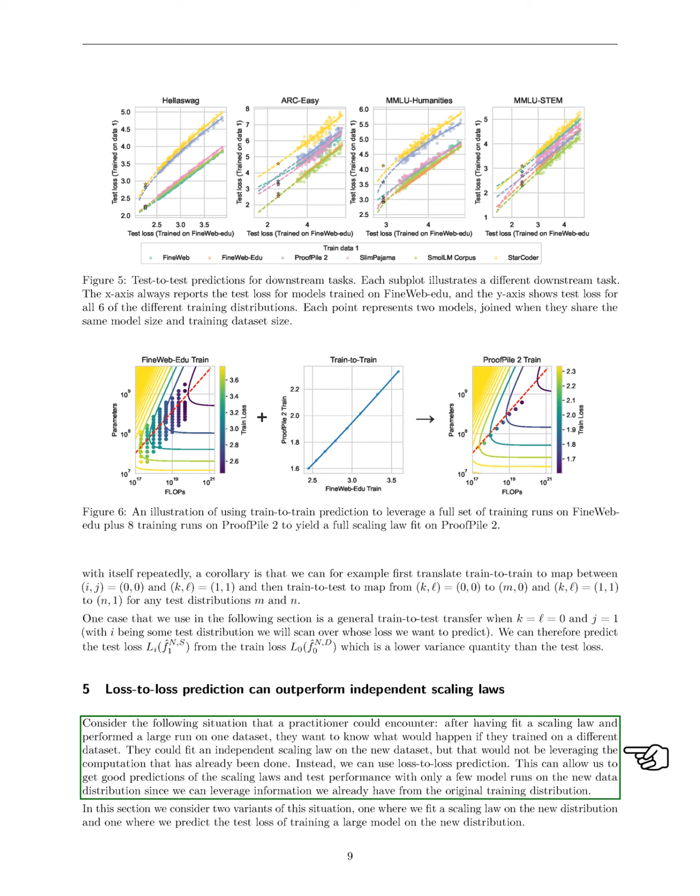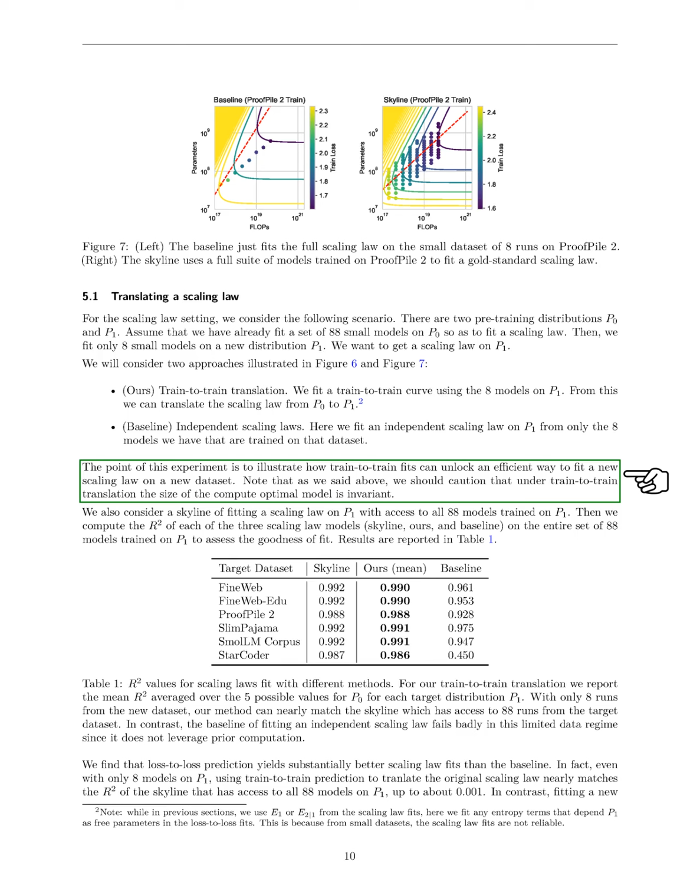In the context of translating a scaling law, we consider two pre-training distributions. After fitting a scaling law on the first distribution with many small models, we fit a few models on a new distribution and aim to derive a scaling law for it. We compare our approach of translating the scaling law using train-to-train predictions with a baseline of independent scaling laws. Our results demonstrate that using train-to-train predictions significantly improves the efficiency of fitting a new scaling law, even with a limited number of models on the new dataset. This shows that utilizing existing models can lead to better scaling law fits on new distributions.